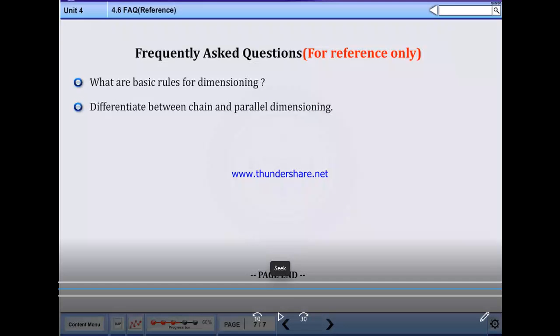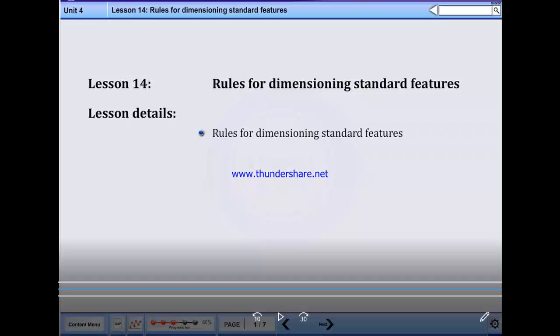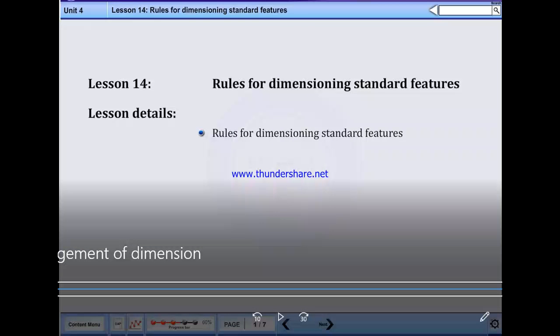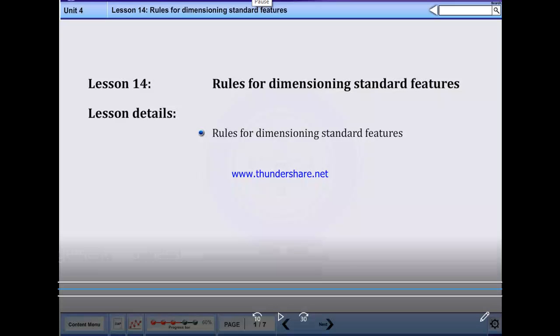Now, note down the frequently asked questions. What are the basic rules of dimensioning? Differentiate between chain and parallel dimensioning. So with this, we will move to another topic, rules for dimensioning standard features.